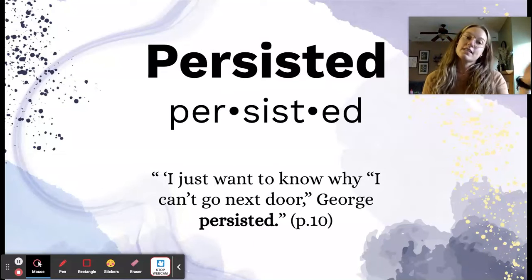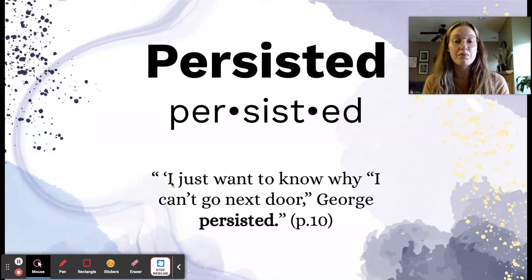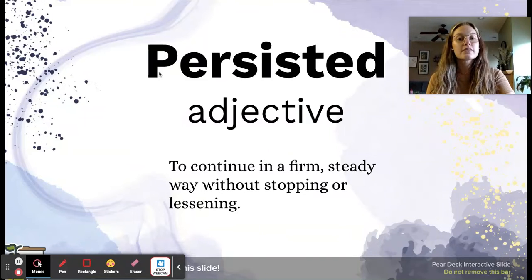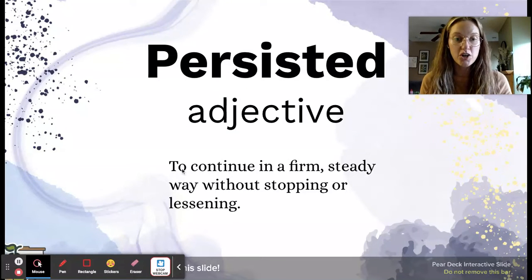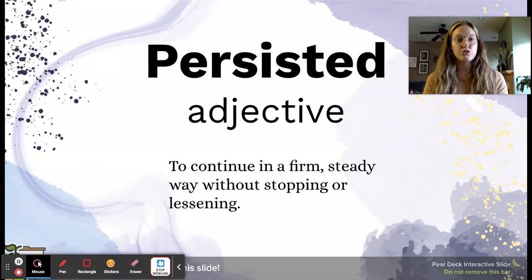Then we'd move on to the next word. I would maybe read this part first: I just want to know why I can't go next door. George persisted. So, persisted. Let's read the parts. Persisted. What's the word? Persisted. Persisted is an adjective. It's to continue in a firm, steady way without stopping or lessening. Frank persisted. Frank is my dog. Frank persisted for another treat.